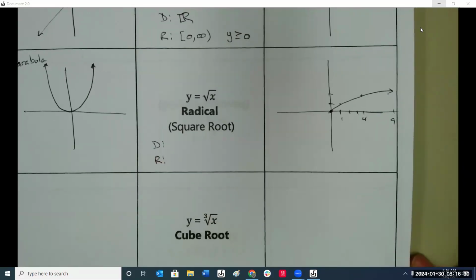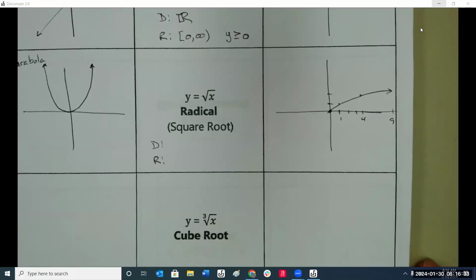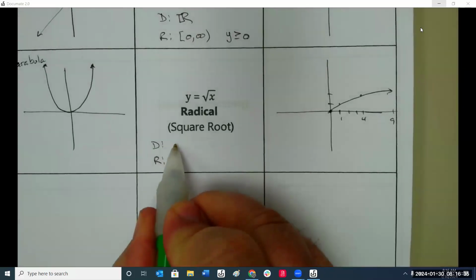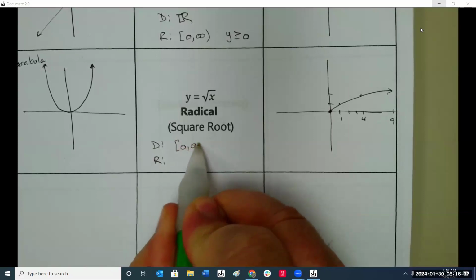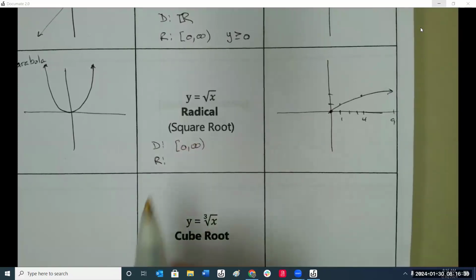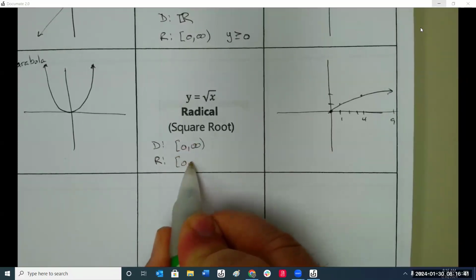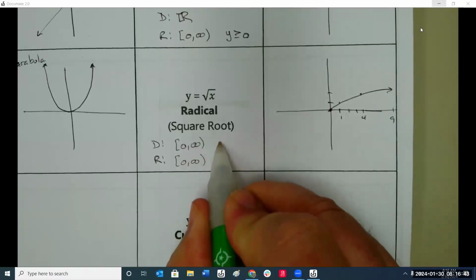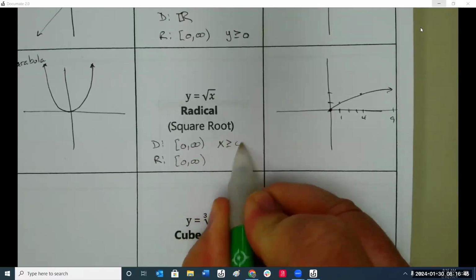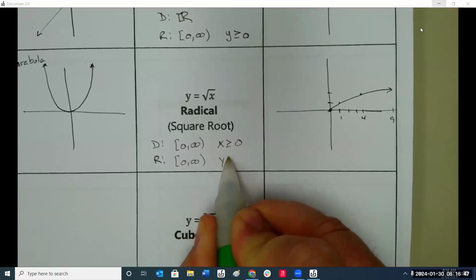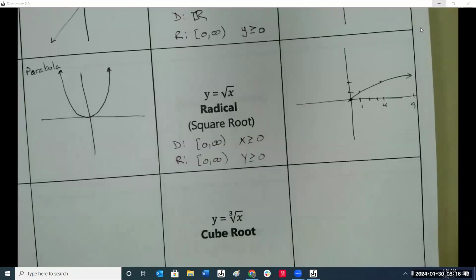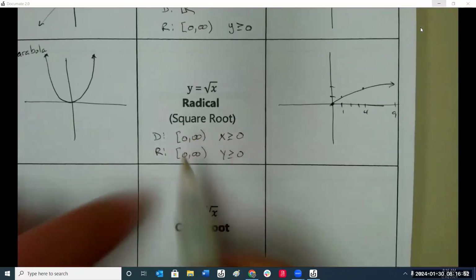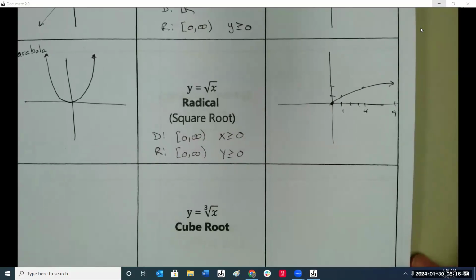Domain and range. For both of them, right? So you can say x is greater than or equal to 0, y is greater than or equal to 0. So either one of those. It doesn't matter. Whatever method you want to use to write down the domain and range is whatever is good for you guys.